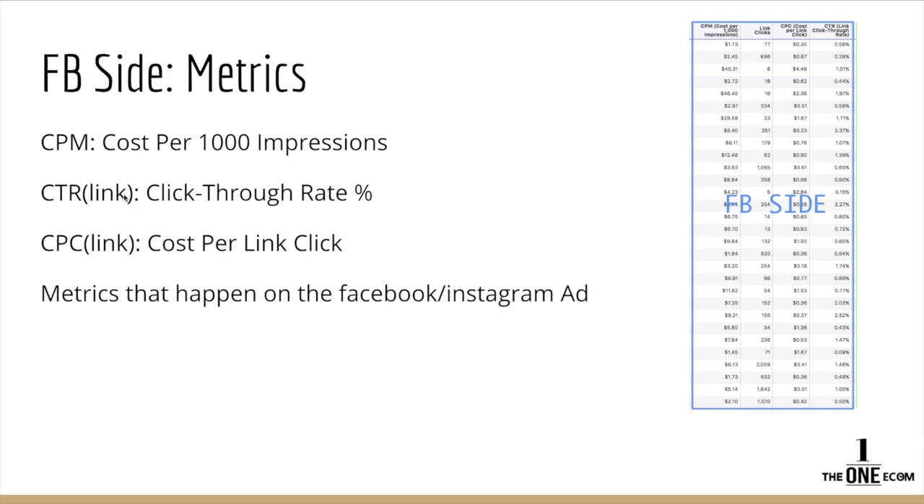Okay, and then the second metric is the CTR link, or the click-through rate. The link click-through rate is the number of people who saw your ad divided by the number of people who actually clicked your link to the product page. Okay, so we're looking for at least 1% or higher.